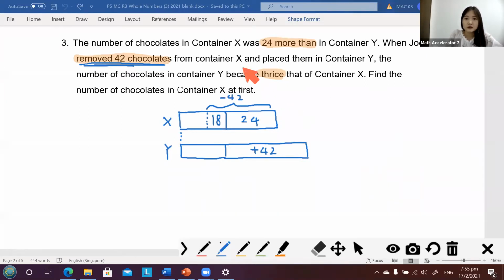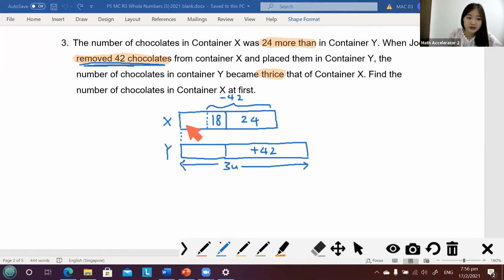Okay, so now that you've come to this point, continue reading the question. The number of chocolates in container Y became thrice that of container X. So how many units does container Y have now? Correct, 3, right? So when you label it in your model, container Y now has 3 units, including the 42 that was received from X.